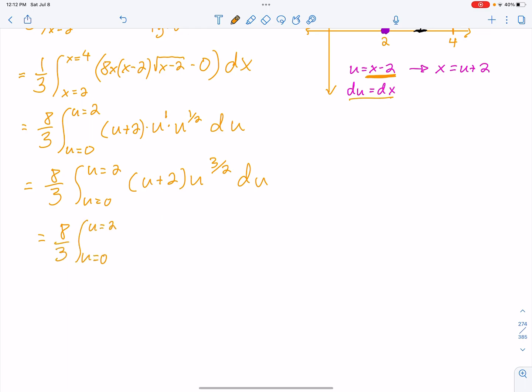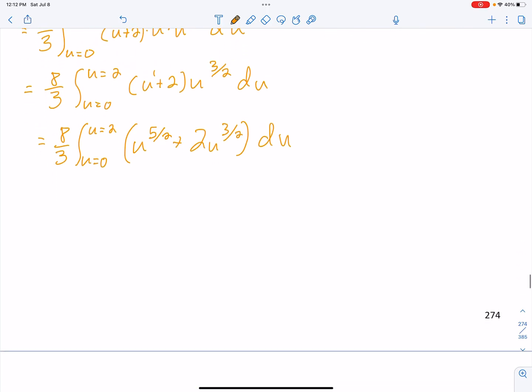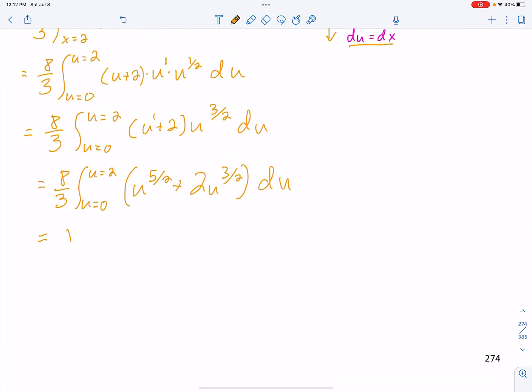You could just put numbers now because all we have are u's. And I got a 1 here. So that's 2 over 2 plus 3 over 2. That's u to the 5/2 plus 2u to the 3/2 du. Now that's easy, just the integration rule. So we got 8/3, and now we're going to take the integral. Okay, I go up by 1, that's 7 over 2. If I divide by 7 over 2, that's 2 over 7. That's using our integration rules.